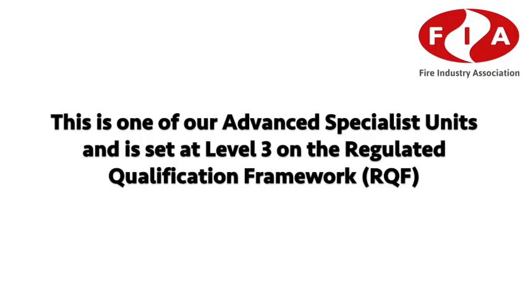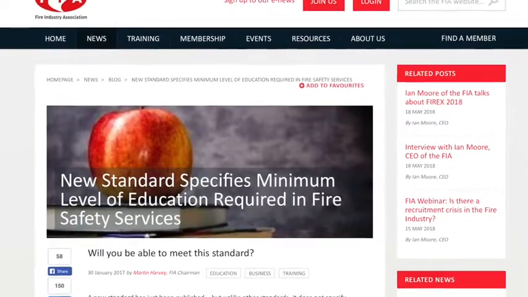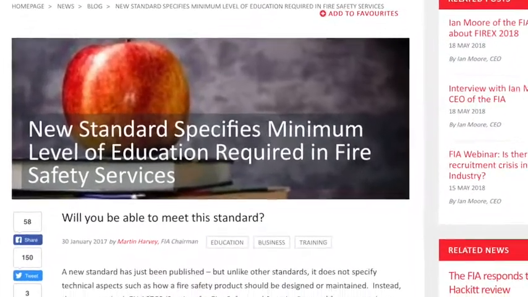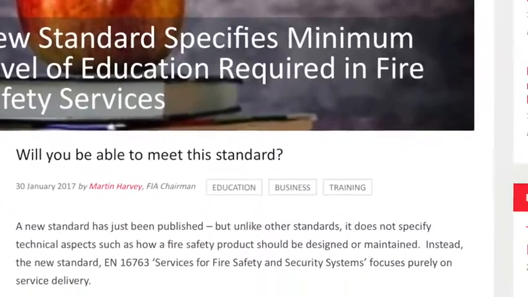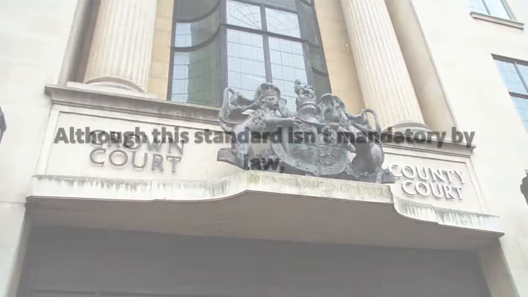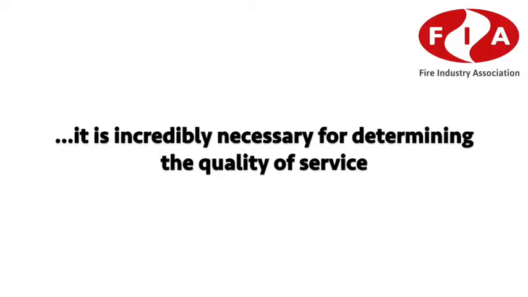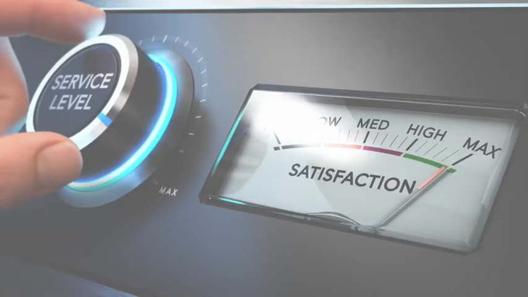This is one of our advanced specialist units and is set at level 3 on the Regulated Qualifications Framework, which is a level 4 on the European Qualifications Framework, and the minimum level of education specified in the European Standard EN 16763, Services for Fire Safety and Security Systems. And although this standard isn't mandatory by law, it is incredibly necessary for determining the quality of service that a company currently provides its customers.